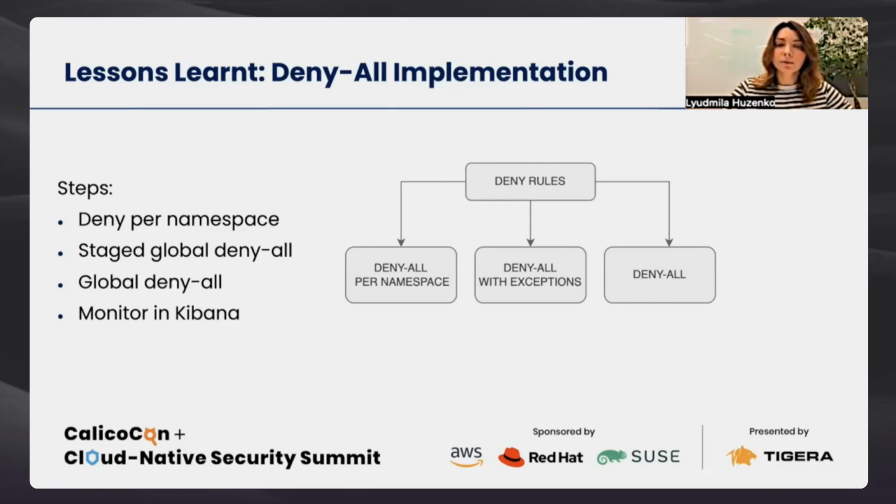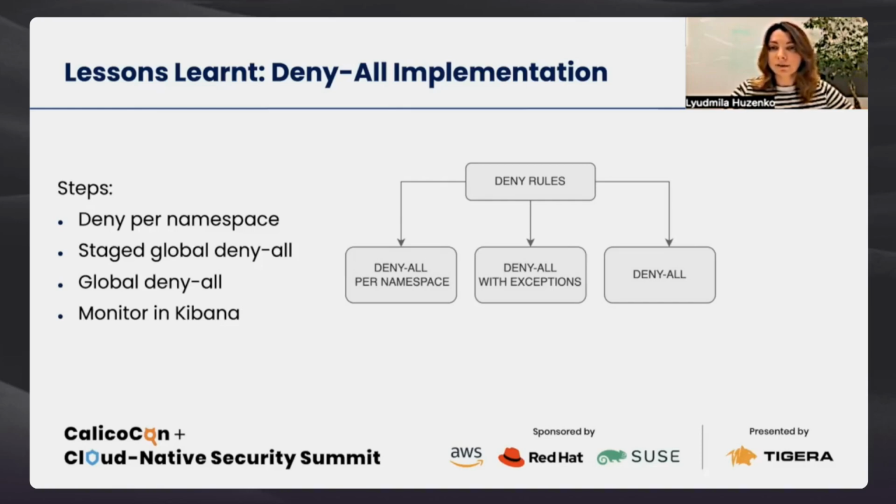Also, for deny rules, you have three options. First, you may introduce deny all policies for a certain namespace. So you can work step by step for introducing deny all and blocking all the traffic in the cluster except those that is already allowed.